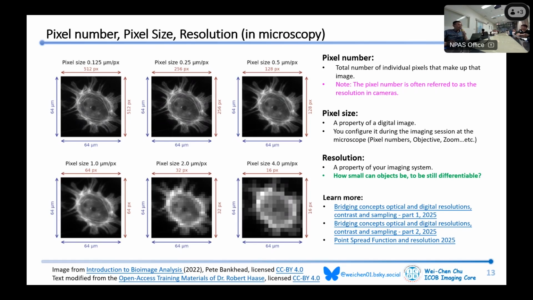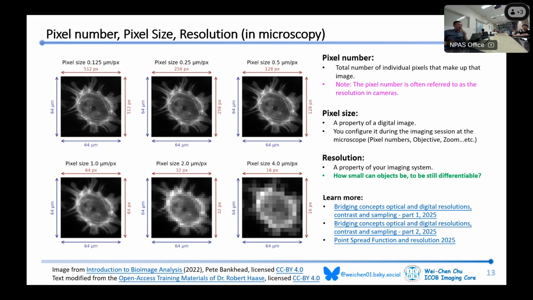And this cell has a physical size, for example, 64 micrometers. So if you divide these two values, you know 1 pixel is 0.125 micrometer per pixel. And if you use fewer pixels, for example, 256 by 256, now each pixel becomes bigger, so the pixel size is increased. 1 pixel represents a bigger area of this image. So this is pixel size.